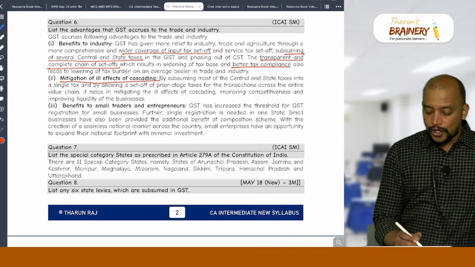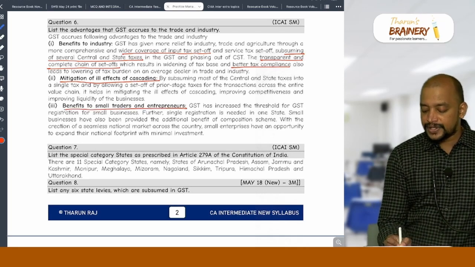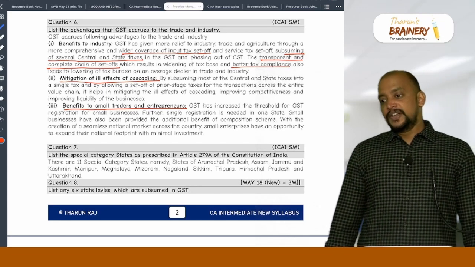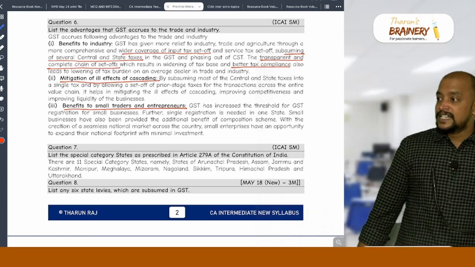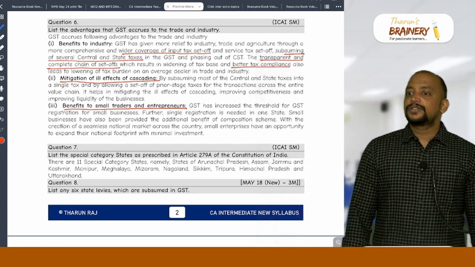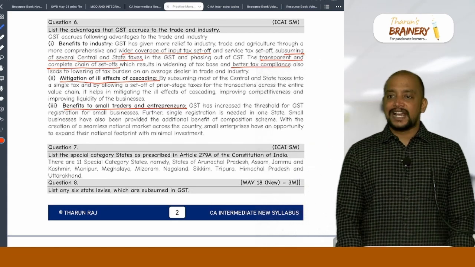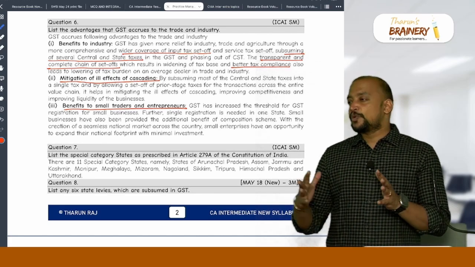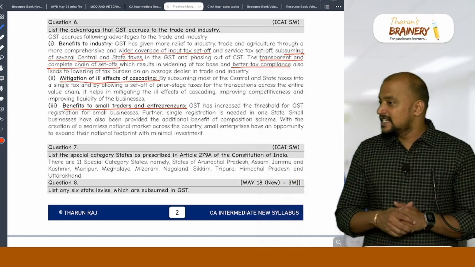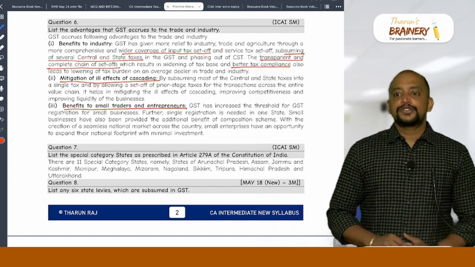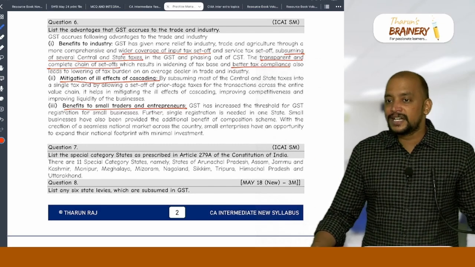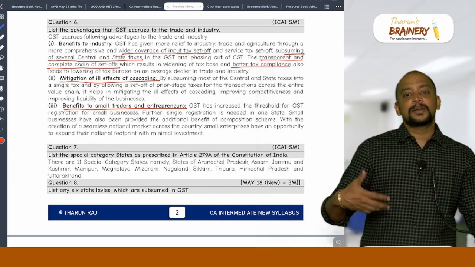Then benefits to small traders and entrepreneurs. In GST there is something called a threshold limit for registration, which means only when you cross a particular turnover limit are you required to register and pay GST. That threshold limit is basically 20 lakhs. So if there is a small trader whose turnover is just 18 lakhs or 15 lakhs, is he required to register and pay GST? No. So small restaurants, small shops, etc., are not at all covered under the ambit of GST. So this is the benefit.